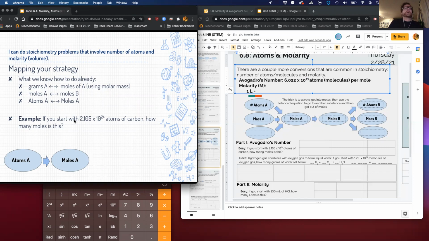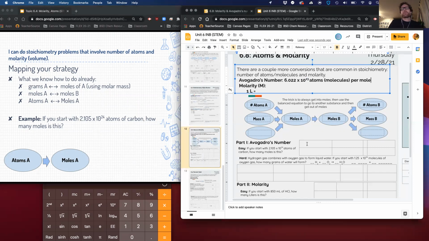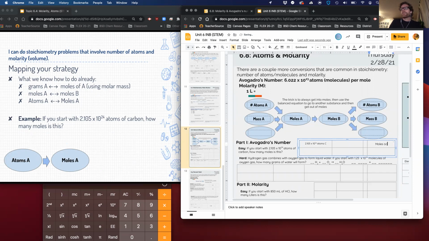So let's start with this one. If you start with this many atoms of carbon, how many moles of it? Okay, so this is the problem that we're going to be doing right here. So 2.105 times 10 to the 24th atoms of carbon. And I want to know how many moles of carbon that is. Okay, so basically I'm going to be using this conversion factor right here, the Avogadro's number. And this is 6.022 times 10 to the 23rd atoms for every 1 mole. So basically I can go with atoms on the bottom and mole on top, and everything will cancel out.